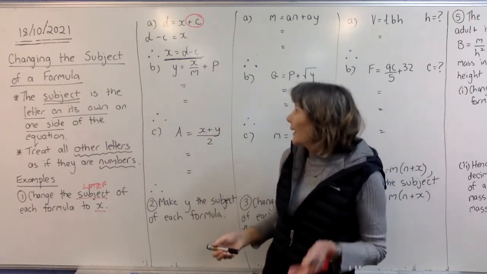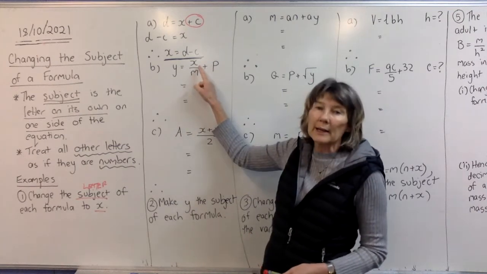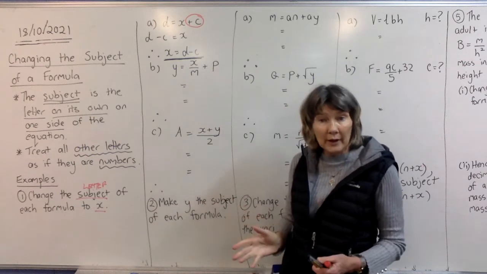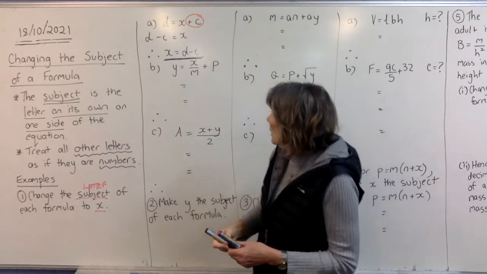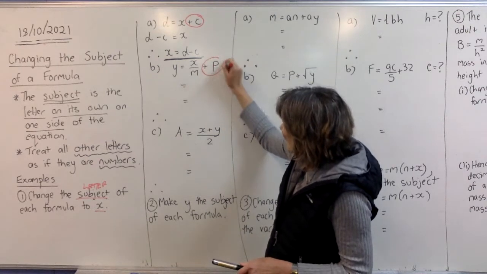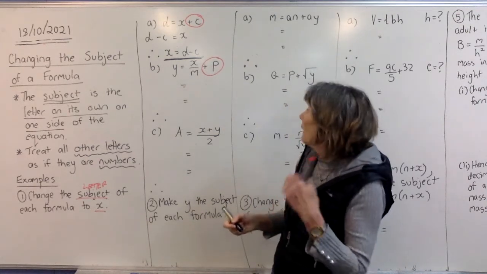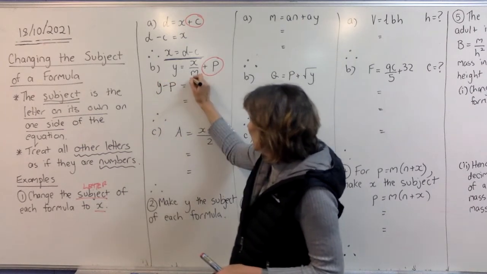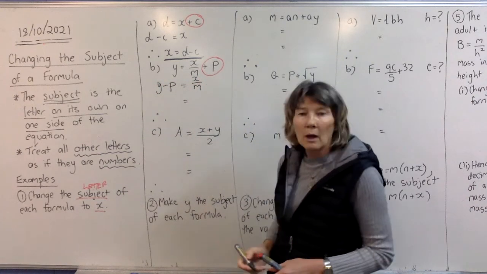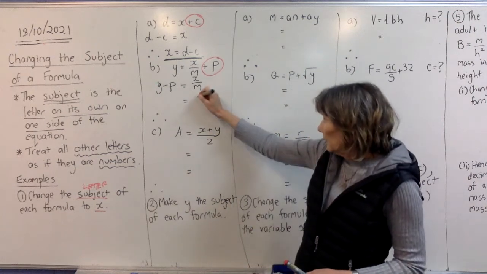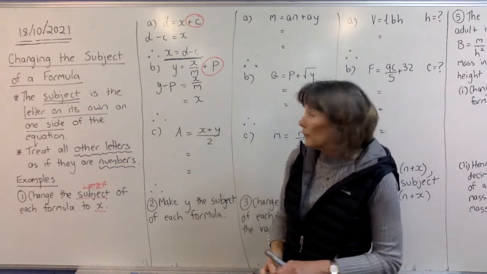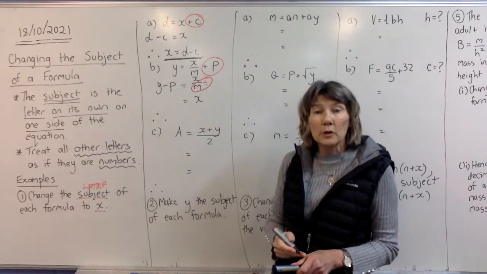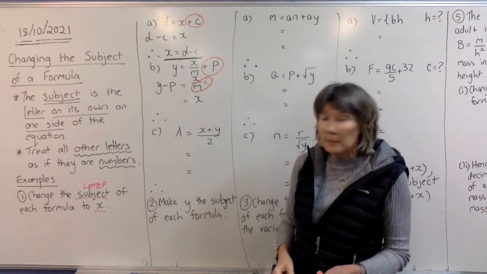All right, let's look at the next one. Remember, we're making x the subject, so x is our only letter. You're going to pretend that y, m and p are numbers. We're solving an equation for x. The first thing we're getting rid of is this here. So we take it to the other side, do the opposite, and subtract it. So we have y minus p, and over here we've still got x over m. Now the next step to get the x by itself is to get rid of the divided by m, so we do the opposite, which is times by m.